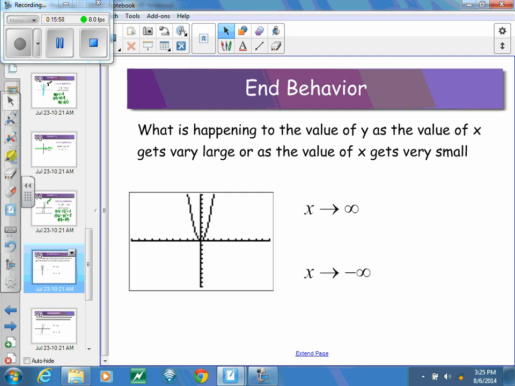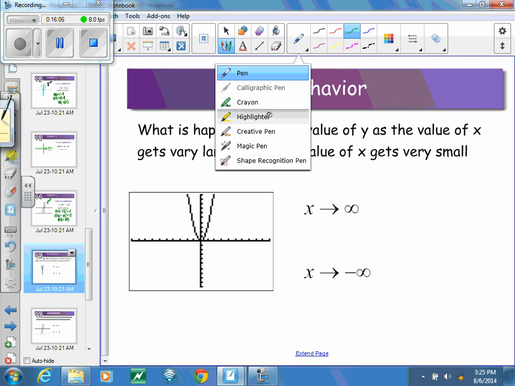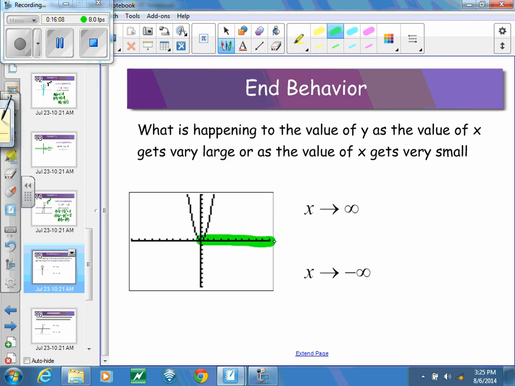What is happening to the value of y as the value of x gets very large, or as the value of x gets really small? What do I mean by that? Okay, if I look at the x values here and I'm going to the left, as x gets really, really big, as x goes towards infinity, what is happening to your y values? What's happening here is our y values are going towards positive infinity.